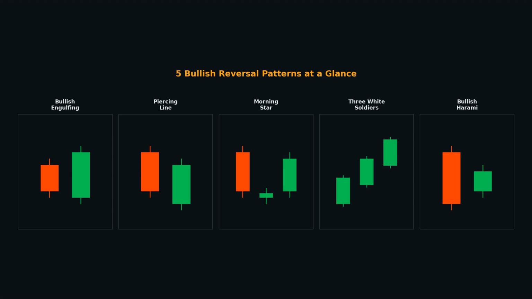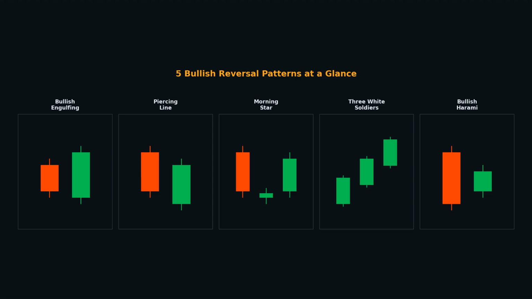Three white soldiers, three consecutive strong green candles, each closing higher. Sustained buyer conviction, step by step. The bullish harami, a small green candle tucked inside the body of a large red candle. The quiet first sign that selling pressure is exhausted.